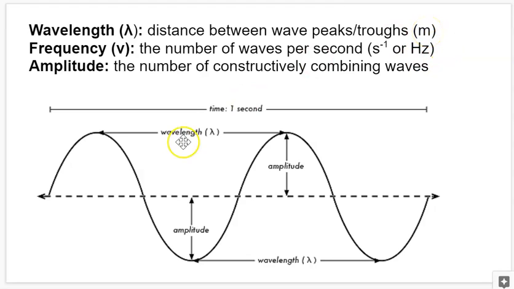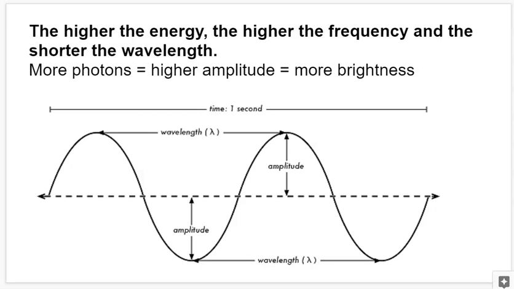And the amplitude of the wave, which is represented here, it's like how much it's waving by. And this is affected by the number of constructively combining waves. It's basically the intensity of the wave. And what we know based off of these properties and their sort of spatial relationship to each other is that the higher the energy, the higher the frequency, and the shorter the wavelength.